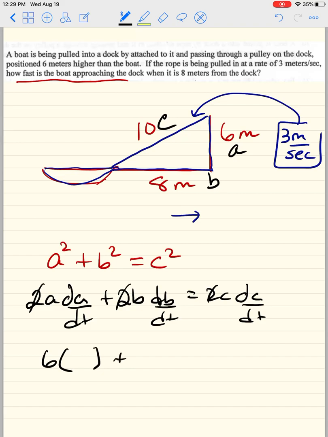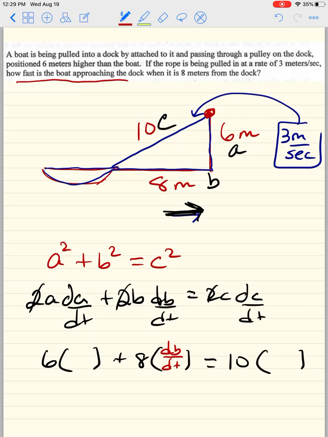I know my A is 6. I don't know what rate that's changing. My B is 8. I don't know what rate that's changing. My C is 10. I don't know what rate that's changing. Okay, so let's talk about the rates of change. I'm actually looking for dB/dt, so I'm going to substitute dB/dt there.